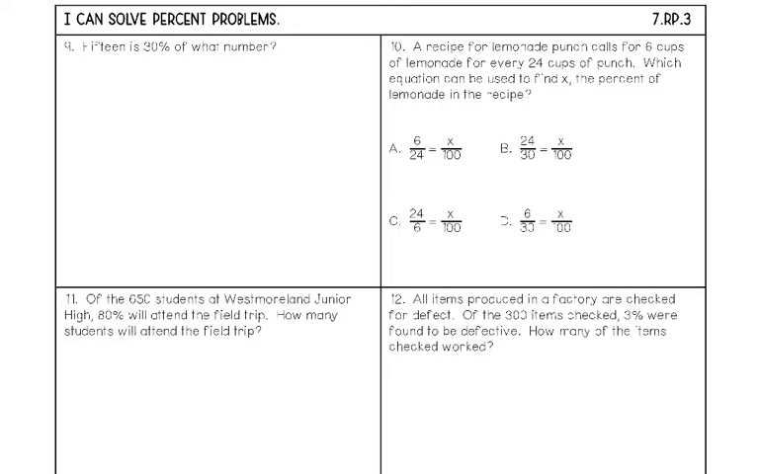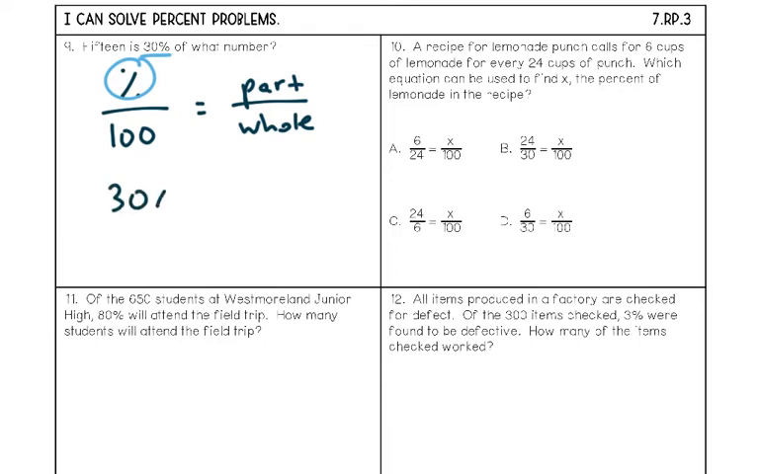So I'm going to set up a percent proportion. All my percent proportions should look like this. Percent over 100 equals the part out of the whole, or what it is out of what it's out of. So I'm just plugging in the numbers that it gives me into my percent proportion. So the first thing I see is a 30%. That's going to go in the numerator of my percent fraction. So 30 out of 100% equals 15 is the part, because I don't know of what number. I don't know the whole.